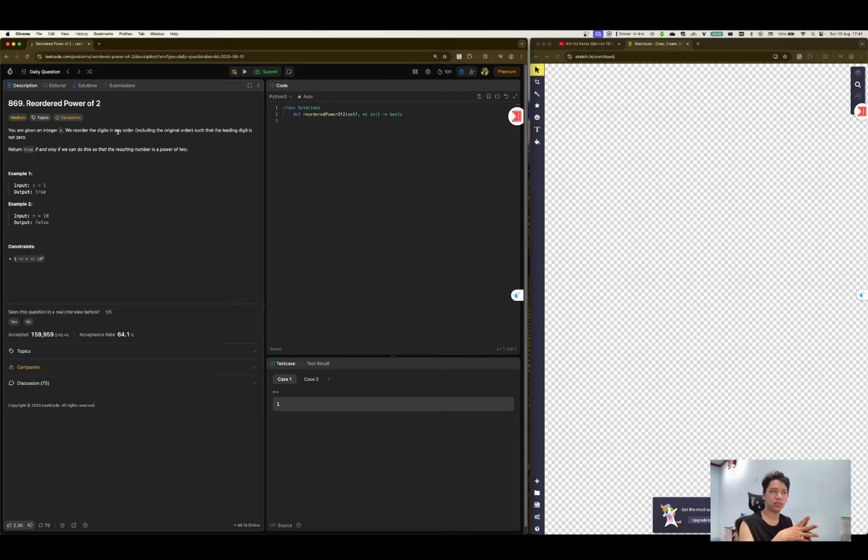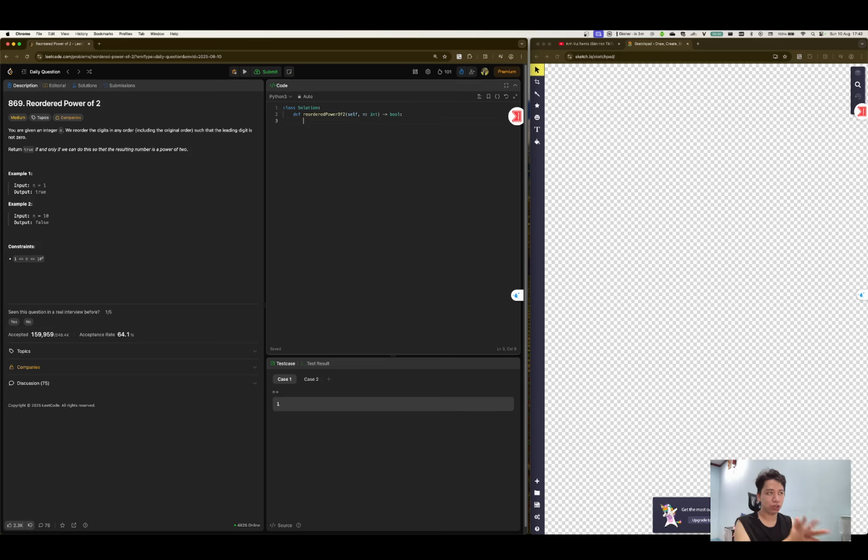Well, what does this mean? We got an integer n, and we're going to reorder the digits. I understand it. So it can only be a power of two if it ends with zero for sure, but the n here is very small. It's about 9 digits. Yes, that's 9 digits, so we could try all the possible solutions.